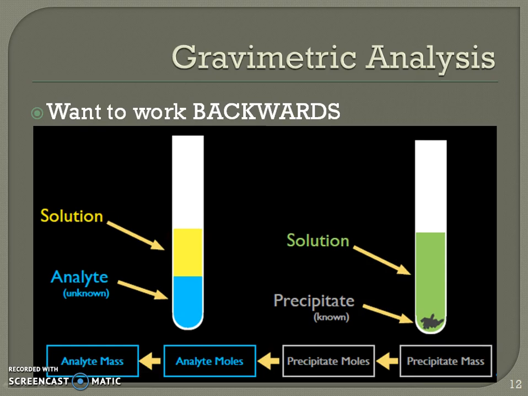So now sometimes we want to work backwards. We want to say, if this is the precipitate that formed, I go to the moles of that precipitate, and then I can figure out how much of this unknown analyte, or whatever we started with here, we started with.